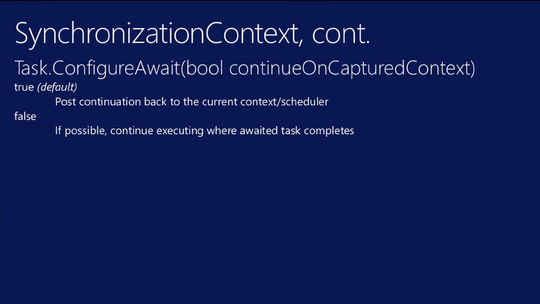If I started on the UI thread, I want to go back there. But if you pass in false, what this means is, hey, if possible, let's just continue executing where the task completed. We started on the UI thread, we did some download, we ended up on a Windows I/O completion port thread. Let's just stay there. It's as good a thread as any. We're going to stick around there and do some work.